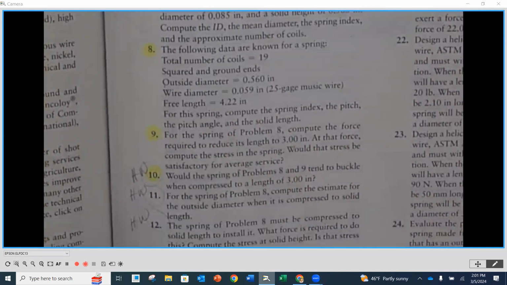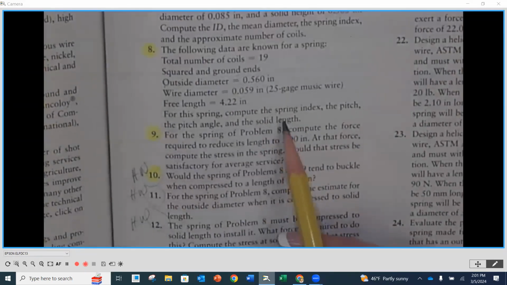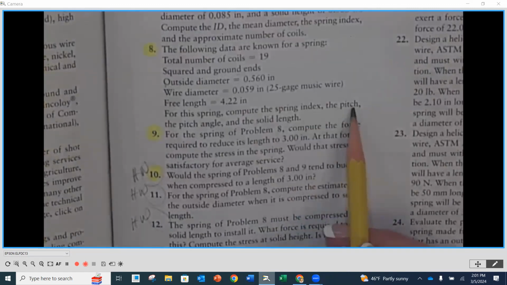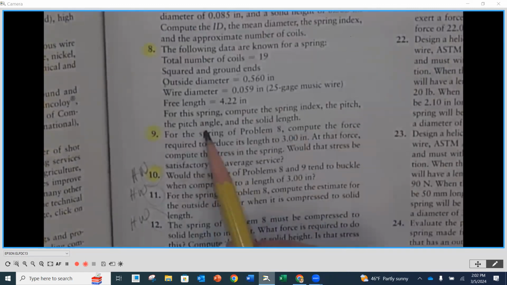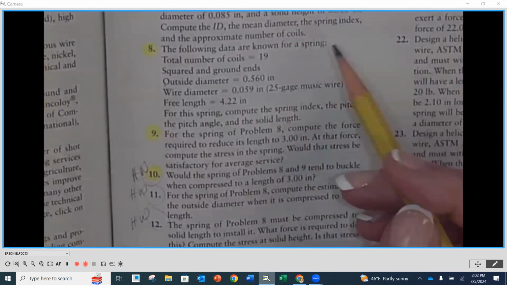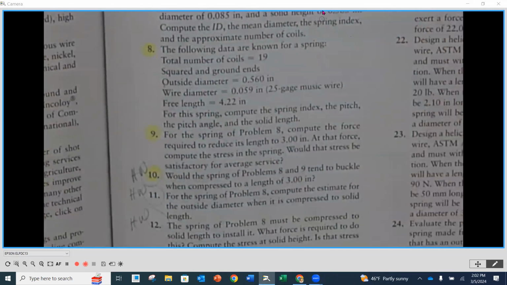And what they want us to calculate for this spring is the spring index. That's going to be that C, capital C, the pitch, lowercase p, the pitch angle, and the solid length. Okay. So what I want you to do is I'm going to give you 5 minutes. So just start devising your plan for determining each one of those based on the information you're given. So I'll give you 5 minutes and then we'll resume.